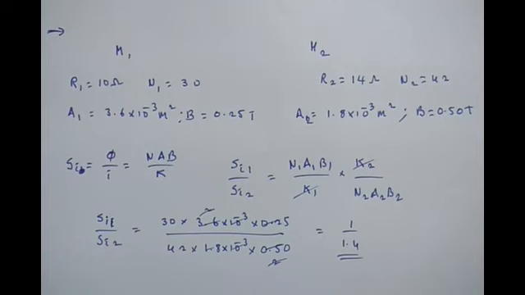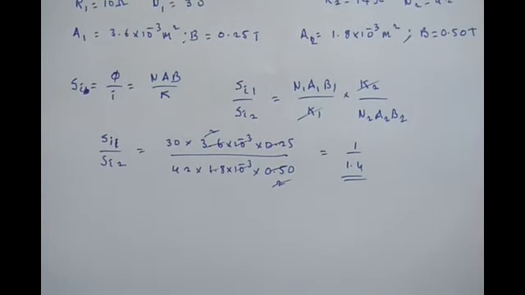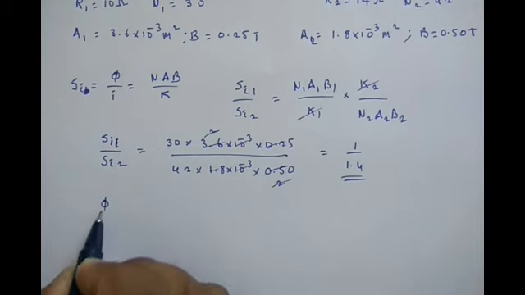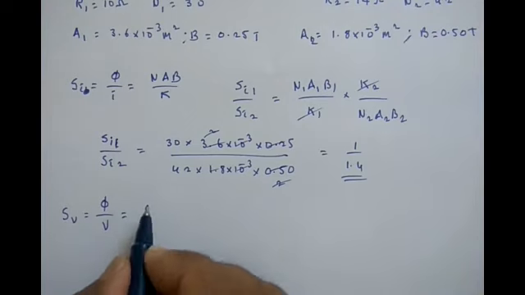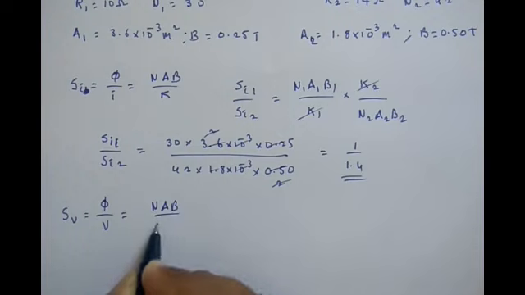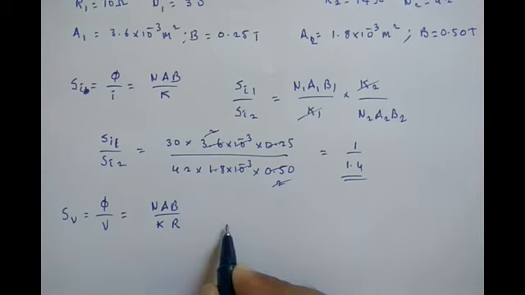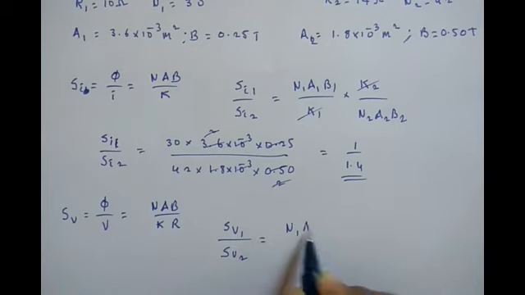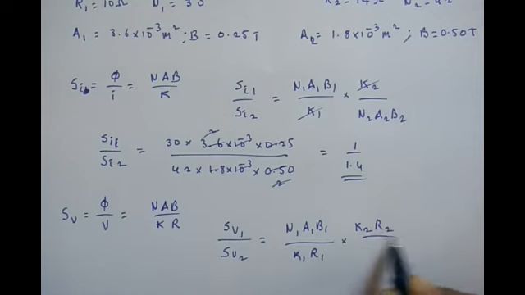Similarly, you can compute the ratio of voltage sensitivities. First define voltage sensitivity, that is phi by V, that is SV equals NAB by K into R. So now SV1 by SV2 equals N1 A1 B1 by K1 R1 divided by N2 A2 B2 by K2 R2, that you can write as K2 R2 by N2 A2 B2. You can cancel K1 K2 because both are same.